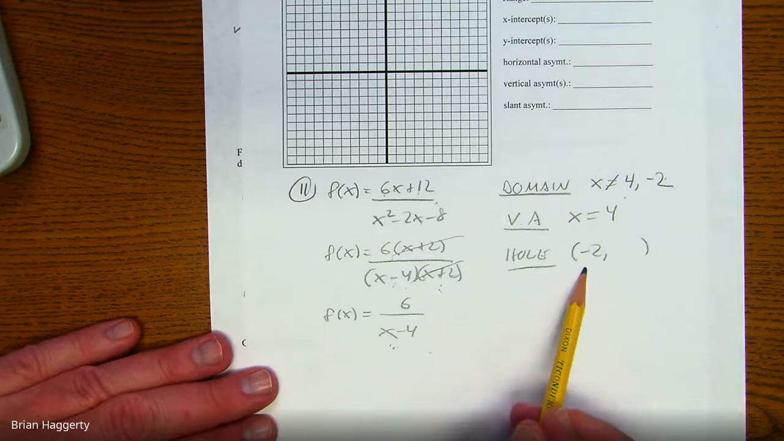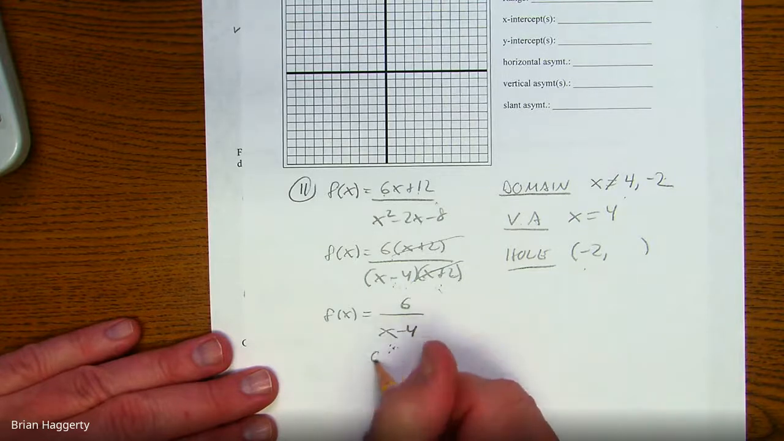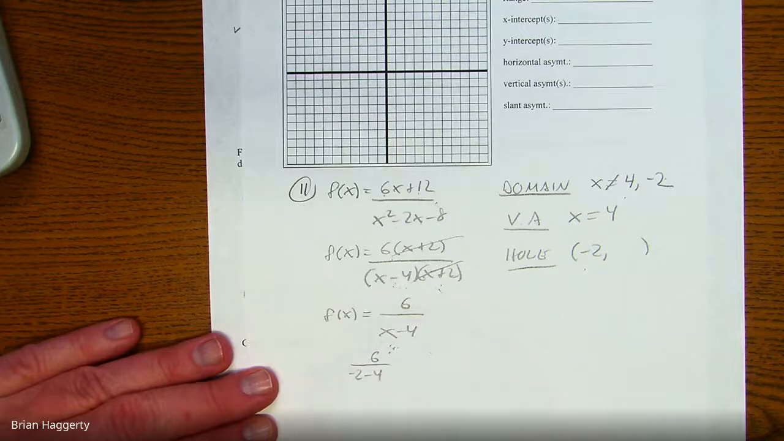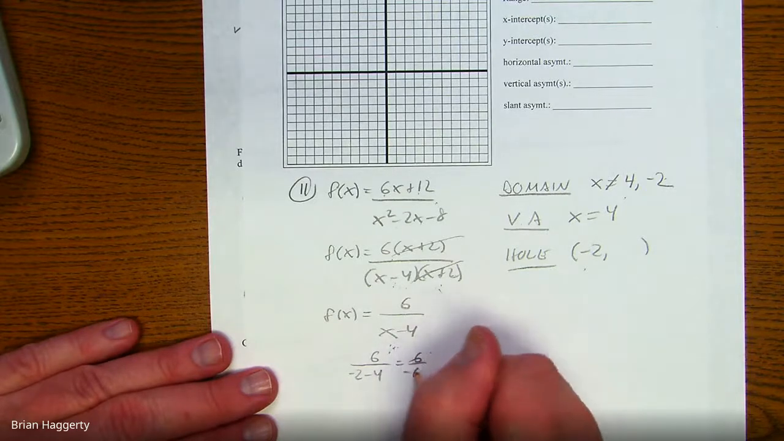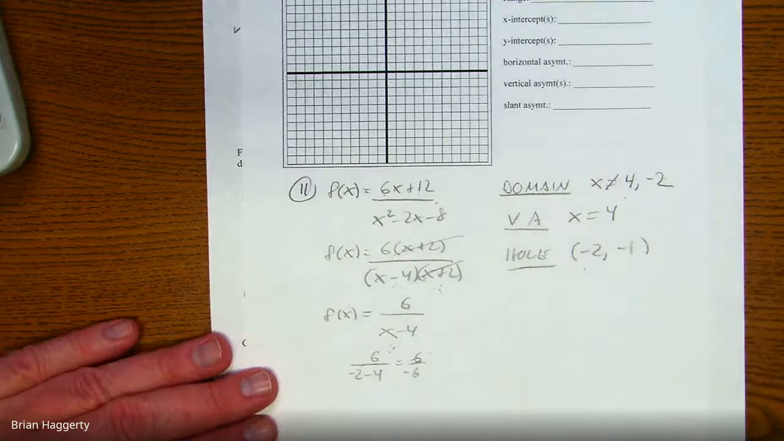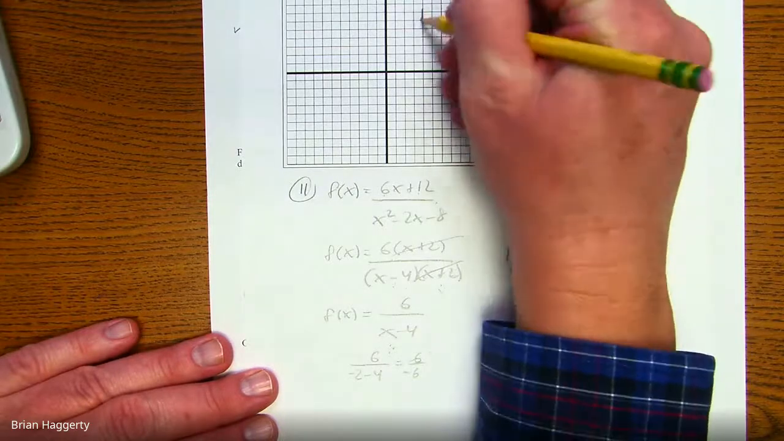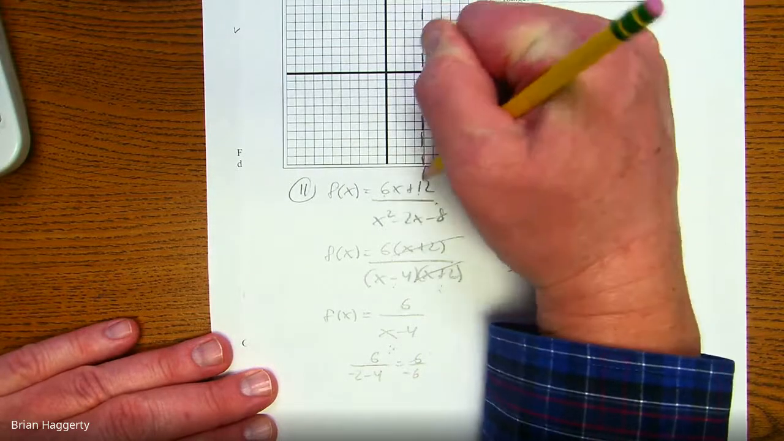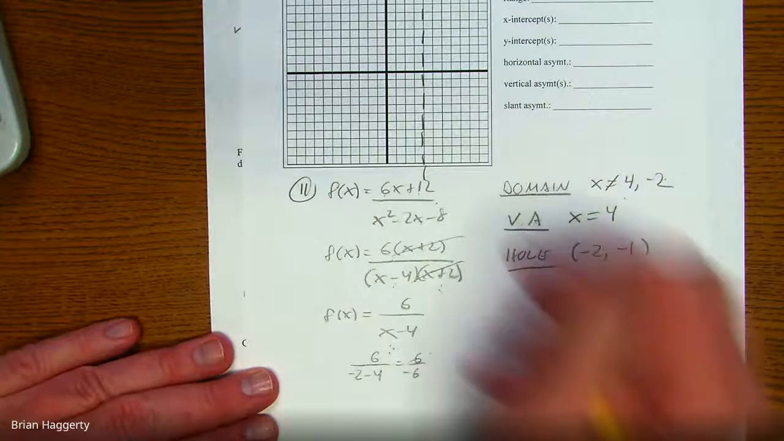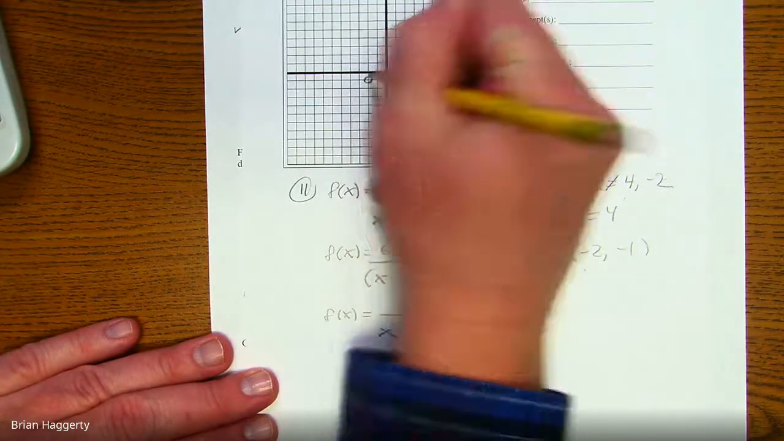If we want the y coordinate of the hole, we can plug into the simplified version. We get 6 over -6, or -1. So we have a vertical asymptote at 4. We have a hole at -2, -1.